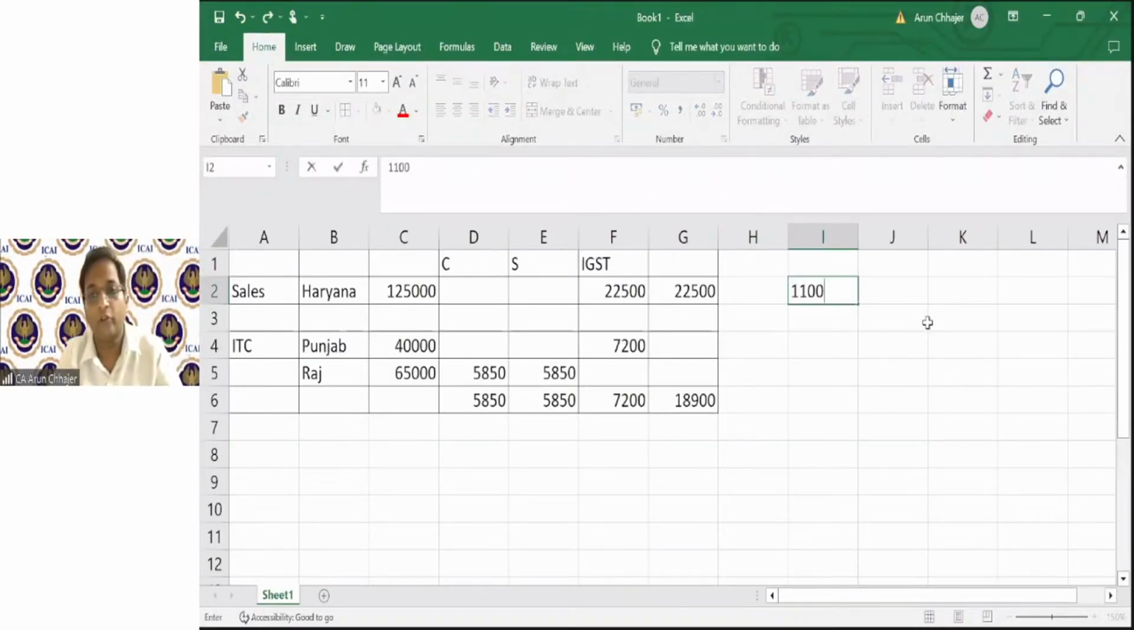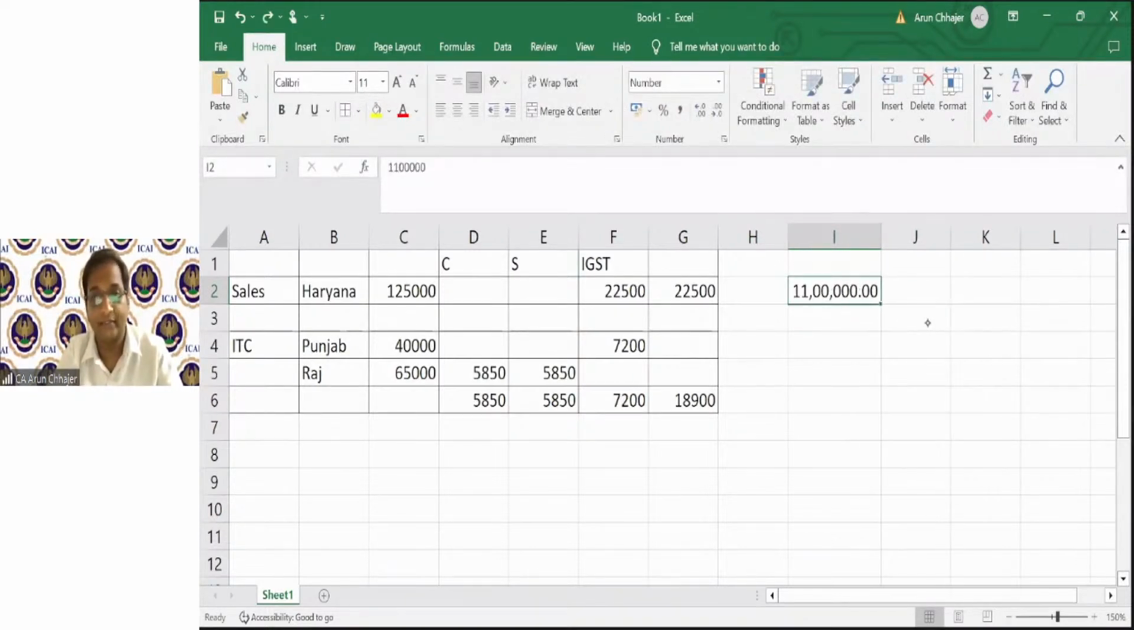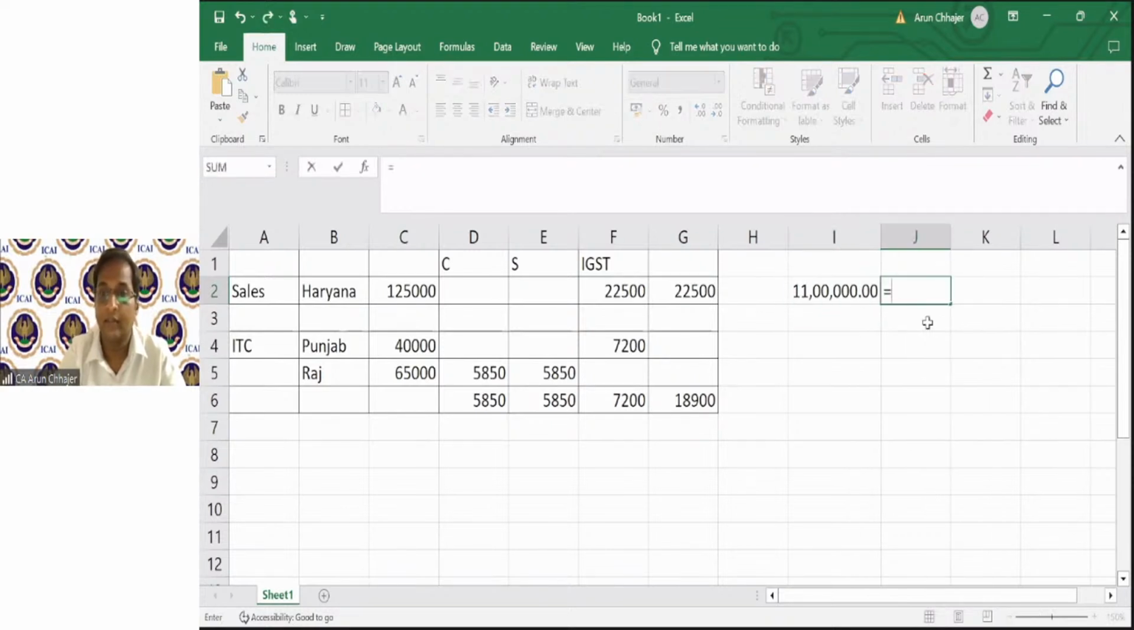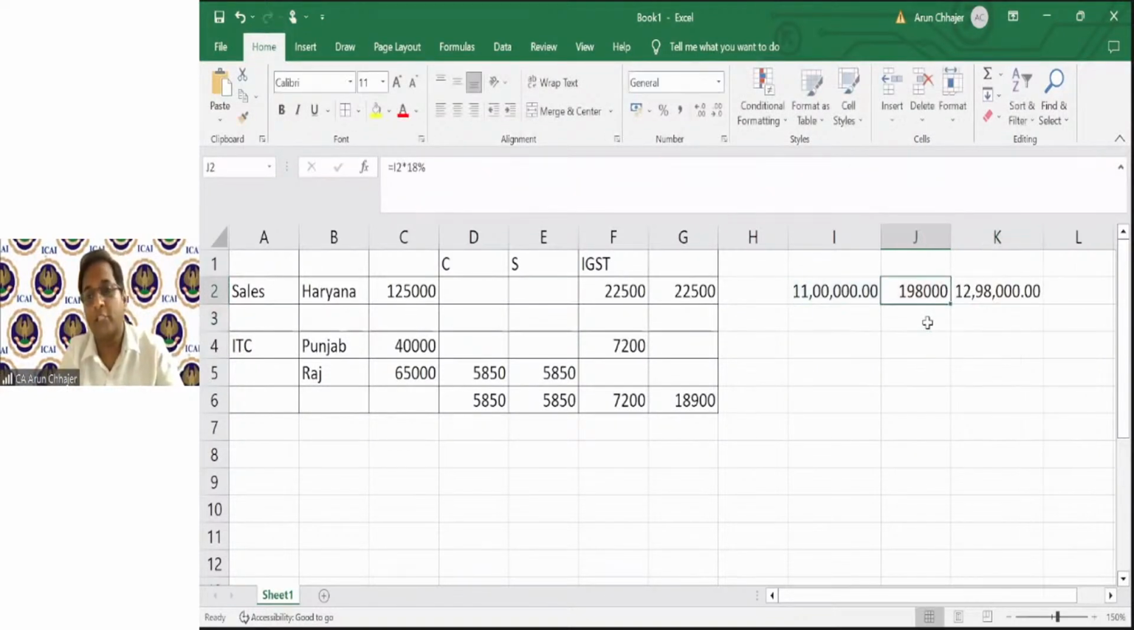So what was the total value of the goods? 11 lakh. What is the tax? It is 18%. So do you agree that this much of the amount has to be paid by the recipient to the supplier?